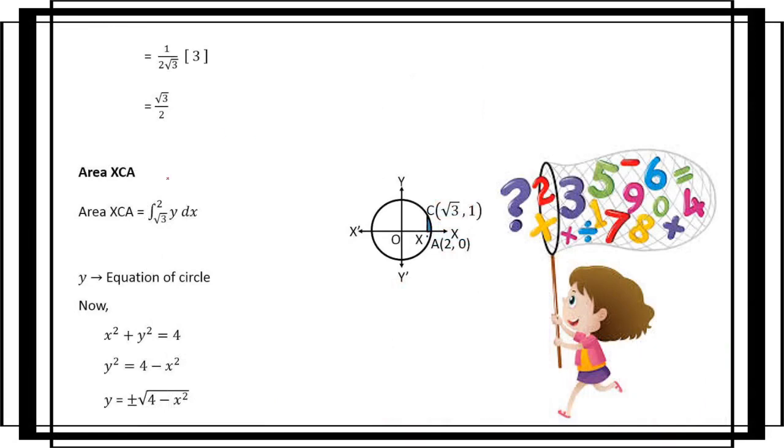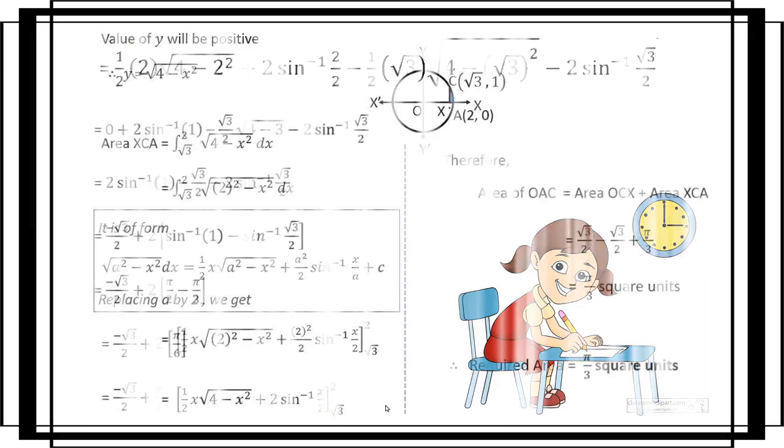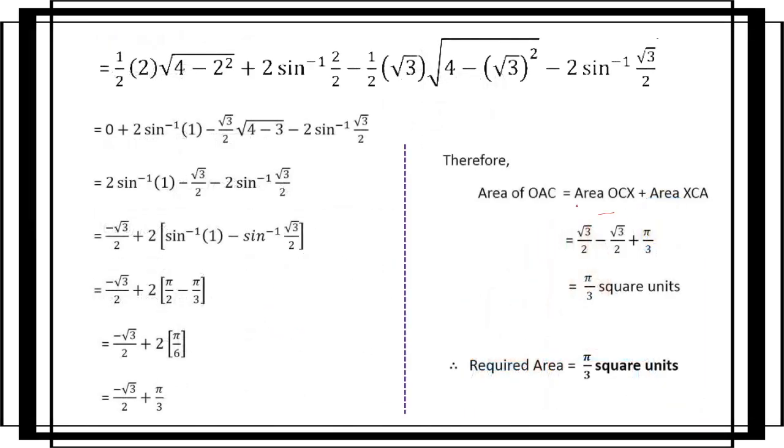Now after that what we have to do? We have to find the area of XCA, this portion, this small region. Now what are the limits here? This point was root 3, so this portion was root 3 and after that root 3 to 2. Now we have to apply the limits from root 3 to 2 and the equation of the circle. Now the y function is the equation of the circle. So take out the value of y from here, consider the positive value, get the area and then add these two areas to get the required area. Area of OCX plus area of XCA. So pi by 3 square units is the final area.